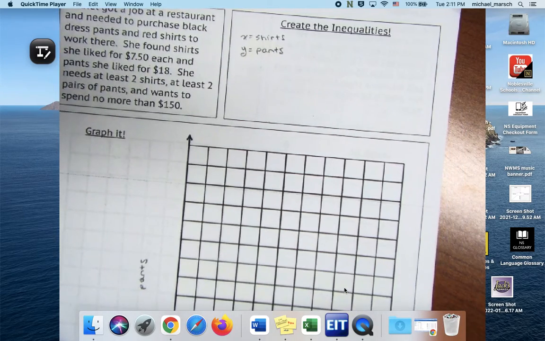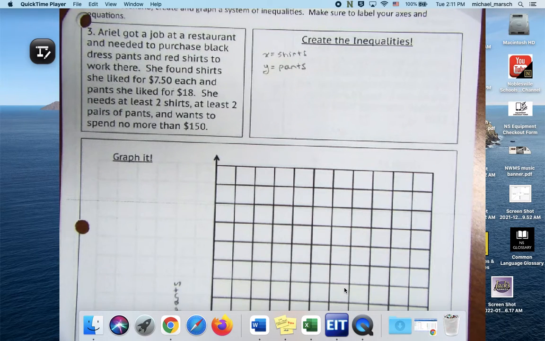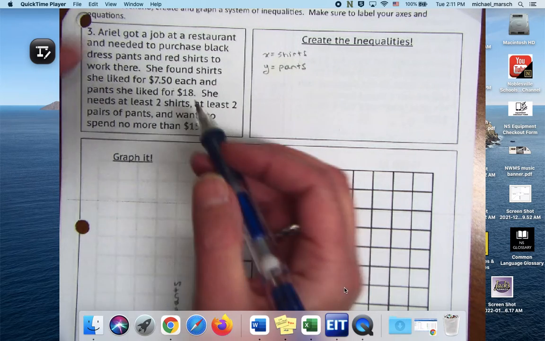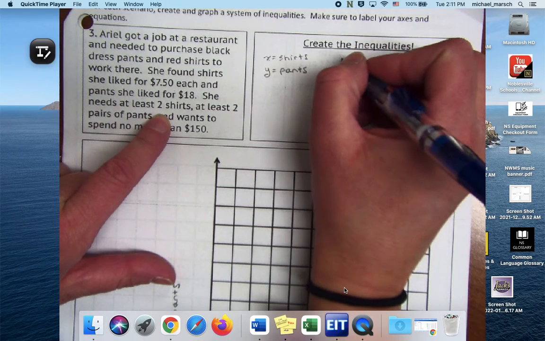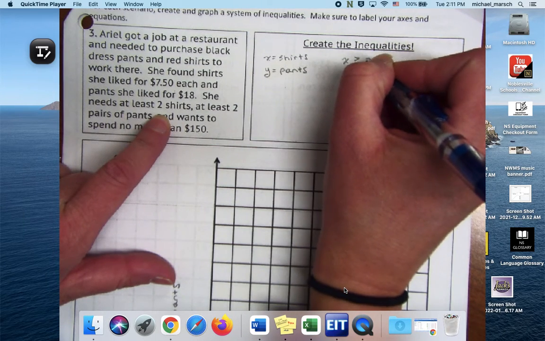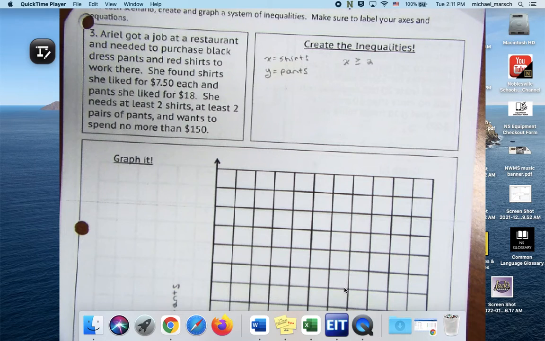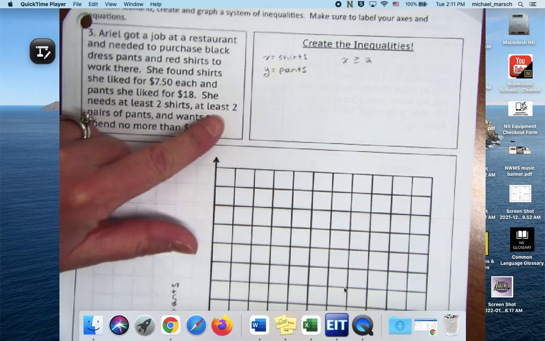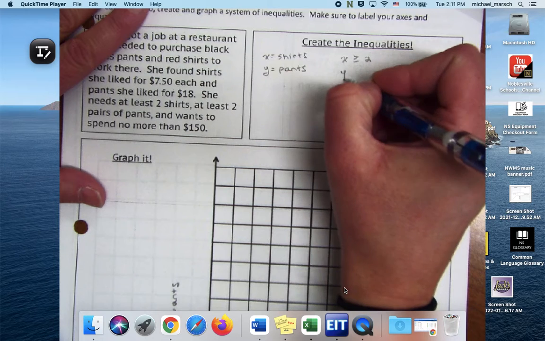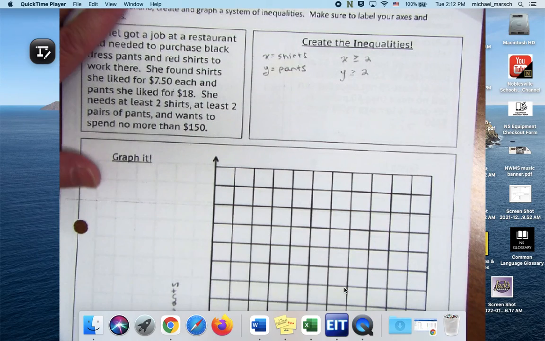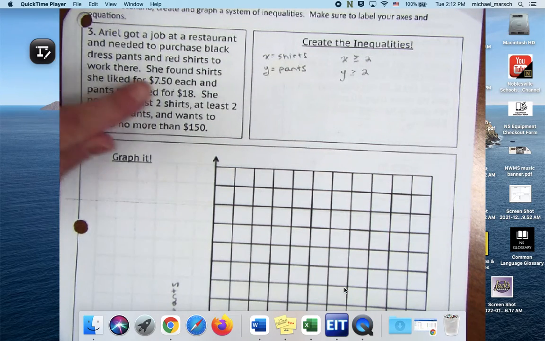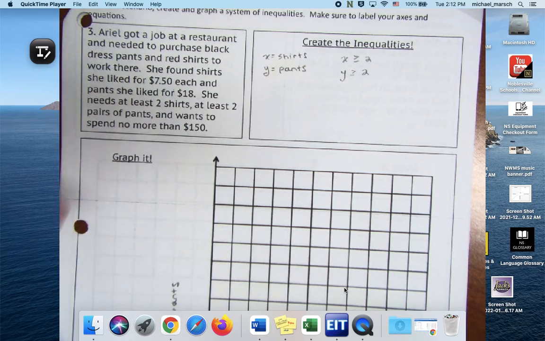So she found shirts that she likes for $7.50 and pants she likes for $18. She needs at least 2 shirts and at least 2 pairs of pants and wants to spend no more than $150. All right. So if she needs at least 2 shirts, one of our inequalities has to be x is greater than or equal to 2. If she needs at least 2 pairs of pants, y is greater than or equal to 2. And then we have to figure that into how much she can spend.